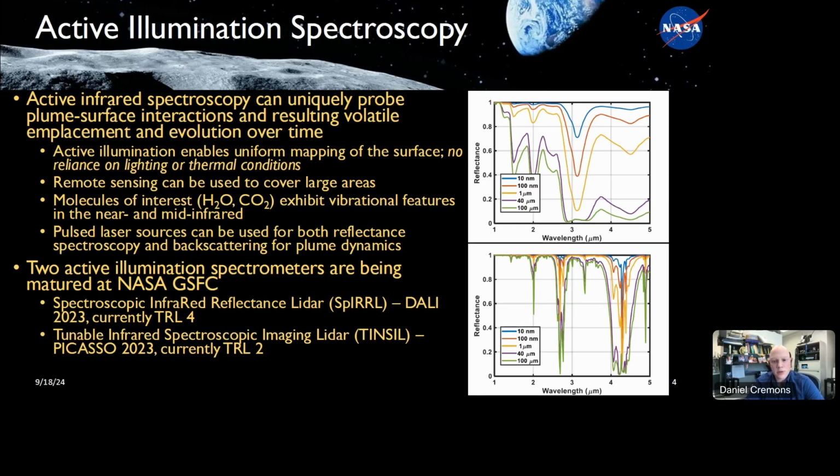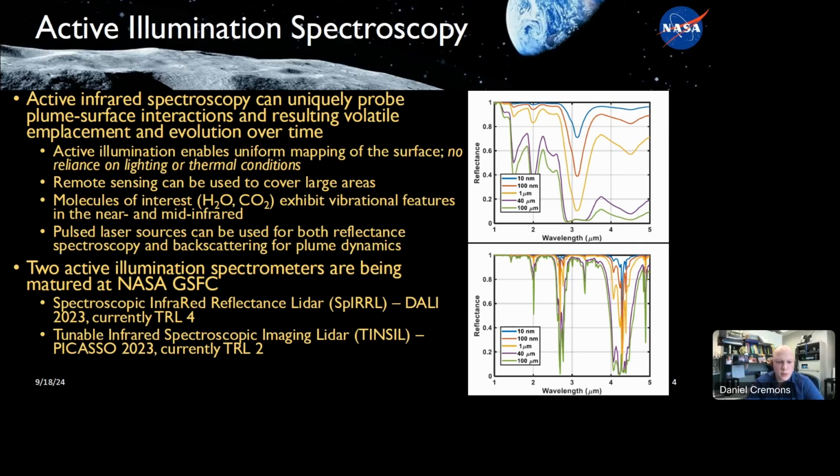The molecules of interest for these landing plumes, particularly water and CO2 here, have vibrational features in the near and mid-infrared that we can cover with our techniques. And again, I mentioned we can use pulsed laser sources, and that gives us both measurements of reflectance, so we can do surface spectroscopy, but we can also do backscattering measurements to understand plume dynamics from the dust that's kicked up during these active events.